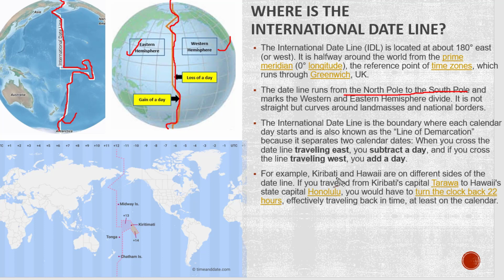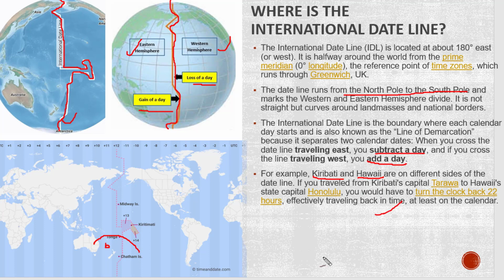So eastern hemisphere, I told you, east gain addition, so you add, and western hemisphere, west lose subtraction, so you lose a day. So when you cross this international date line, why is it called the international date line? Because you will either lose a day, 24 hours, or gain a day if you cross it. So if you are standing here, you can see that some examples are given. The Kiribati Islands and the Hawaii Islands are on different sides of the international date line.